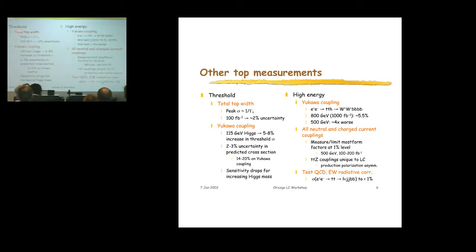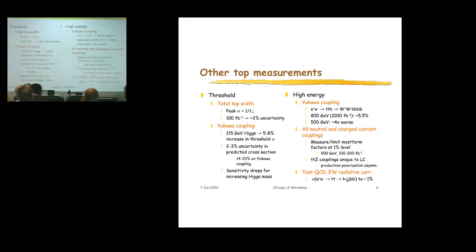And then you'd have to decide precisely how well you want to know the total top width in terms of understanding the top quark contributions in backgrounds to other physics processes, and how well you would like to compare the total top width to, for example, the measured partial widths at the linear collider and the LHC to put constraints on new physics. 100 inverse femtobarns is probably roughly equivalent to a Snowmass year in terms of the running time.